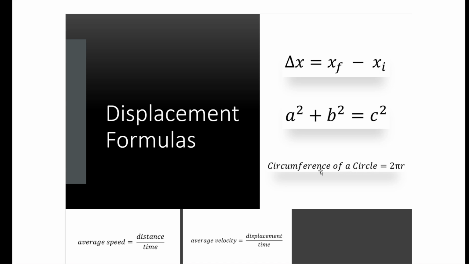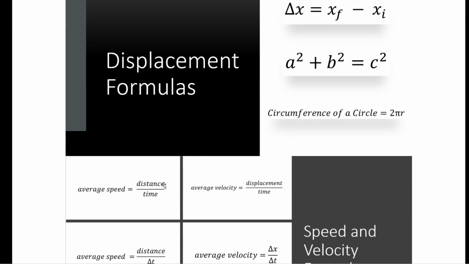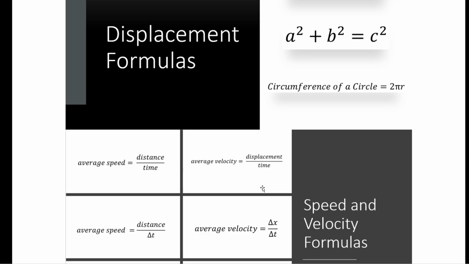When we talk about a circle, what is the circumference of a circle? It's 2 pi times the radius. Also, just pi times the diameter, since the diameter is 2 times the radius. We've got our speed down here, distance over time. Got our velocity, displacement over time.